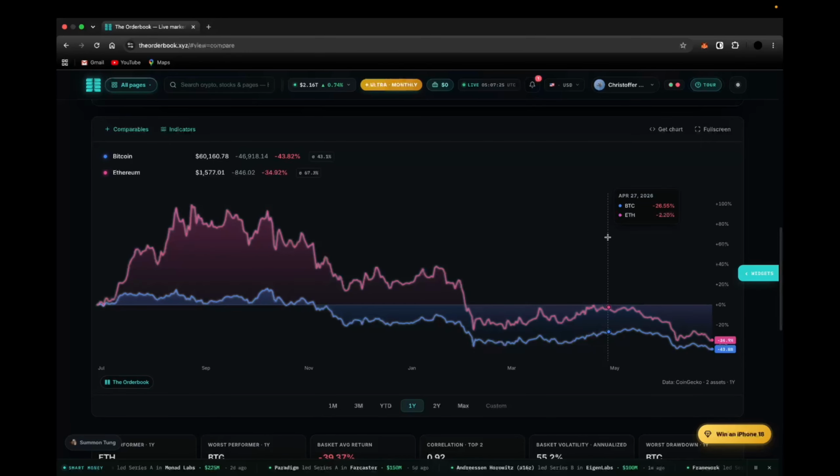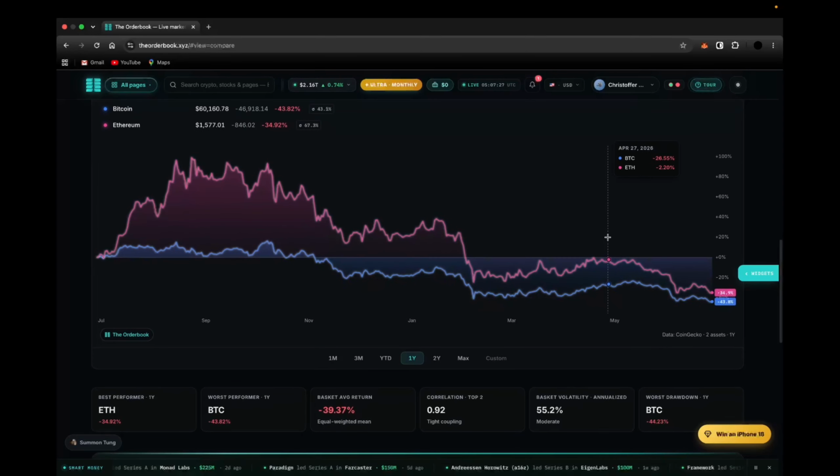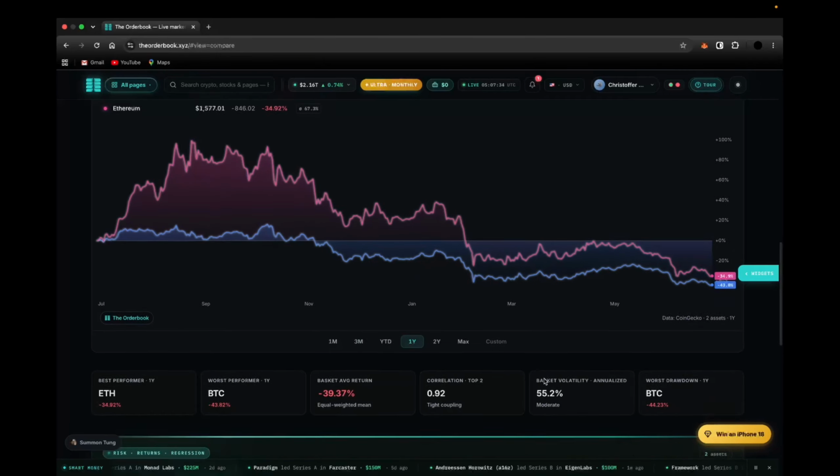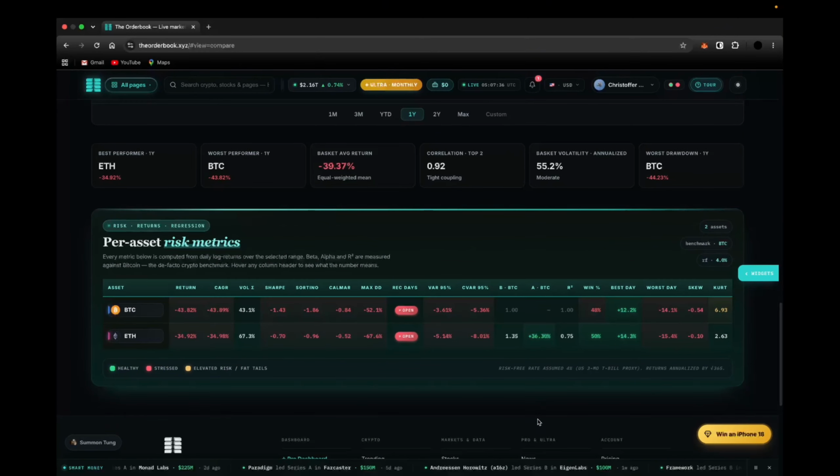You can also see the best performer, worst performer, how closely they move together, and how bumpy the basket was overall. And if you want to go deeper, there's a detailed table at the bottom. It breaks down extra stats for each asset, like win rate, best day, worst day, and how it behaves compared to Bitcoin. You don't need to understand every single number at first, but if you want to dig deeper, the data is there. And the color coding helps too. Green usually means something looks healthier. Red usually means something looks more stressed.